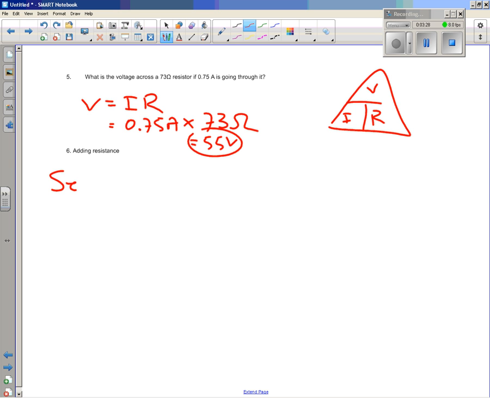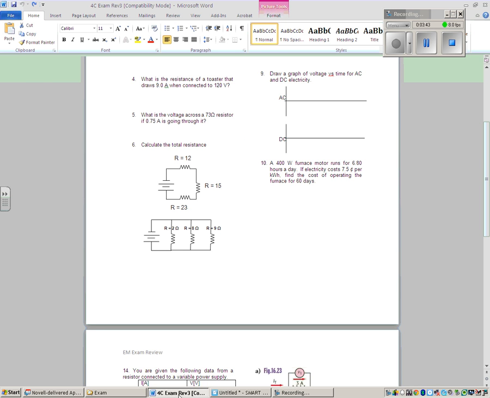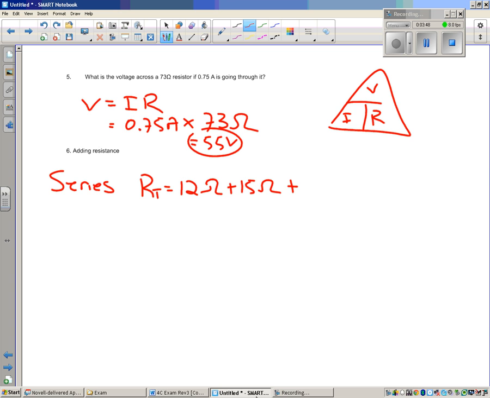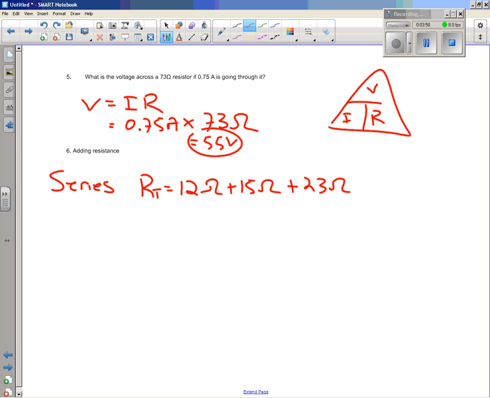For resistors in series, I just add them all up. So I go total resistance, 12, 15, what was that other one? And 23. 12 plus 15 plus 23 equals 50 ohms. There we go. The other one's set up in parallel.